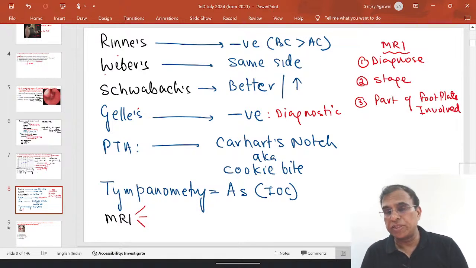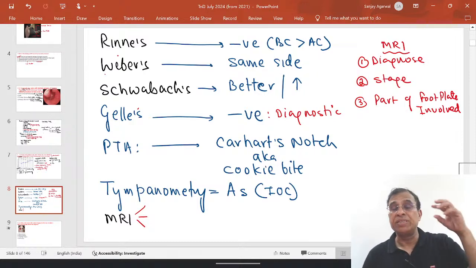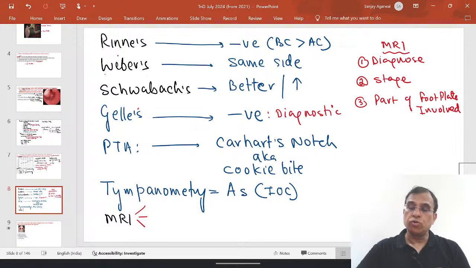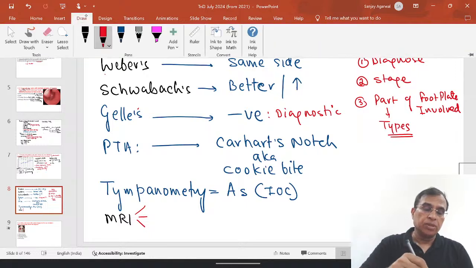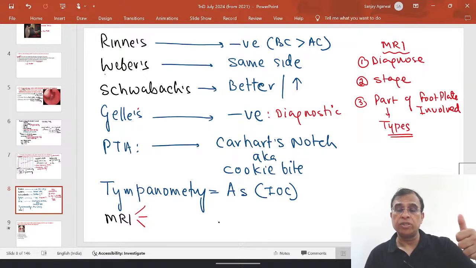Which part of the footplate is involved? Because depending on the part of the footplate involved, otosclerosis is divided into 5 types: anterior focus, posterior focus, circumferential, biscuit type, obliterative type. So those types you can know with the help of the MRI. So MRI is really useful in otosclerosis because it helps with diagnosis, it tells you the stage of the disease, and it tells you the type based on which part of the footplate is involved. So it can be very beneficial and useful. From here they really ask you questions in otosclerosis, which is an extremely important topic. Other points about otosclerosis we'll discuss as we proceed. We have more questions coming on otosclerosis.